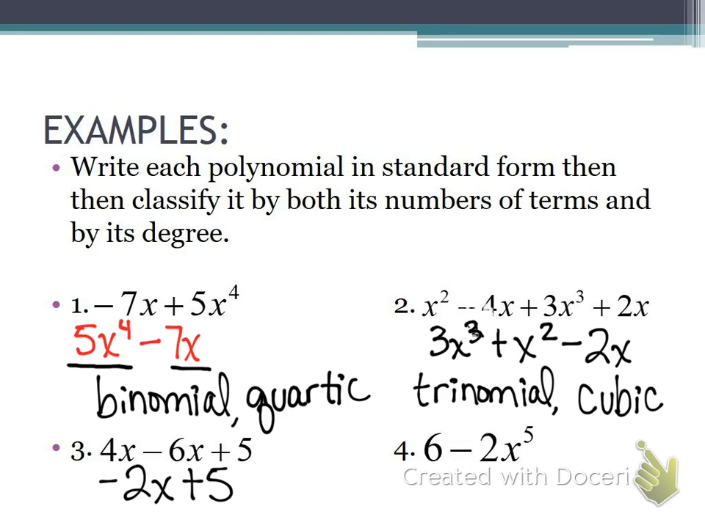How many terms are there? 2, which makes it a binomial. And what is our largest exponent? 1, right? That x has a 1 on it. So if your largest exponent is 1, it is linear.